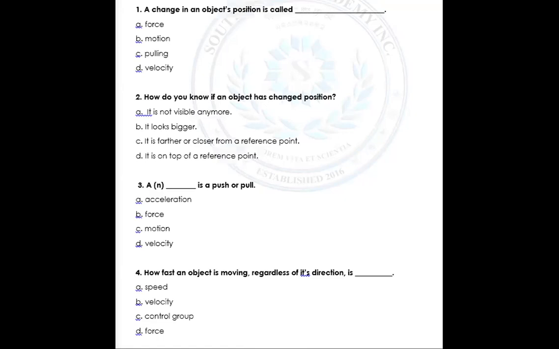All right, next. Number 2. So how do you know if an object has changed position? A, if it is visible. B, it looks bigger. C, it is farther or closer from a reference point. Or D, it is on top of a reference point.